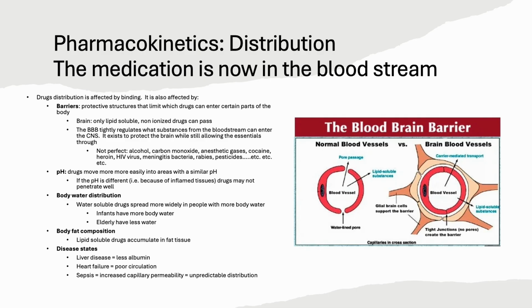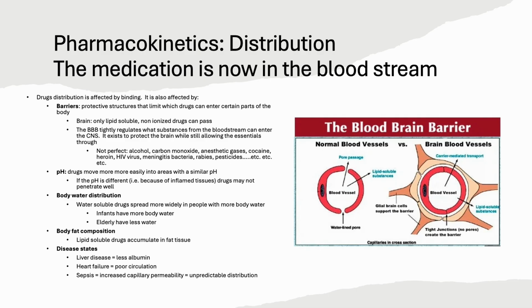Another barrier you may have heard of is the placental barrier. That protects the baby from substances that mom might be ingesting, and again, it's not perfect. And there's another barrier in the human body, in the testes. There's a barrier there as well. So that affects distribution. It affects the movement of medications in the body.